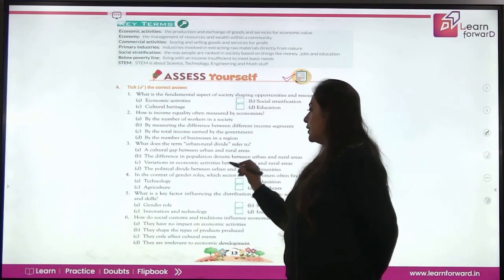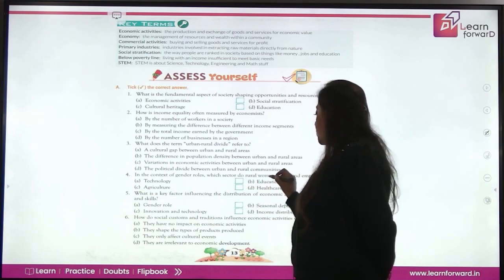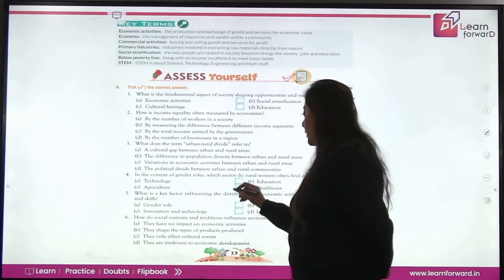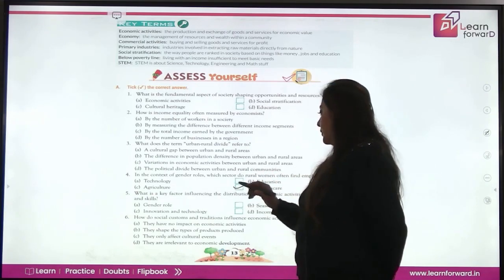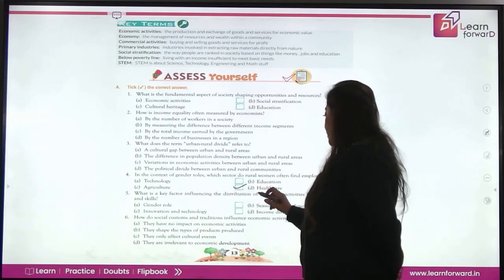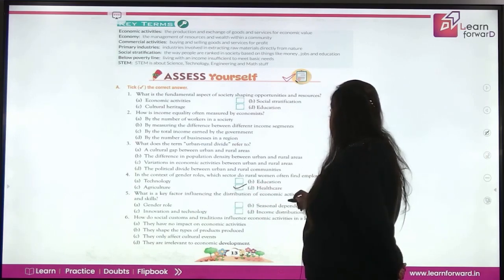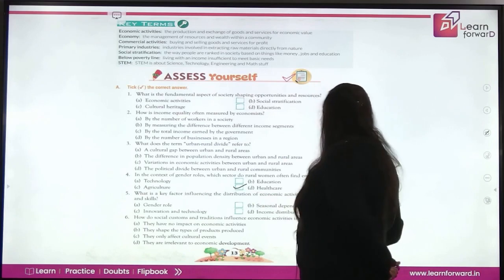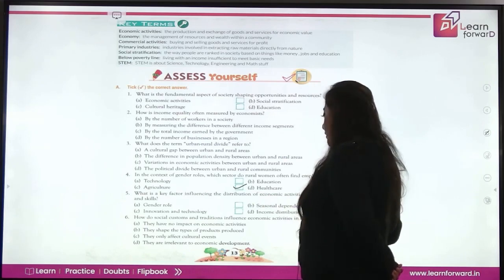Now, in the context of gender roles, which sector do rural women often find employment in? It is agriculture. Then, what is the key factor influencing the distribution of economic activities based on education and skill? It is the income distribution.